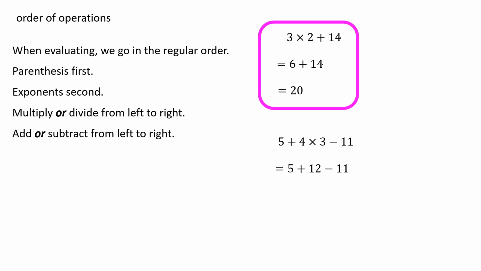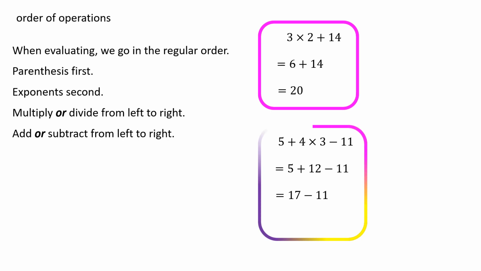That gets me 12. Now I can do the adding or subtracting from left to right. So I'll do the 5 plus 12. That's 17. And then 17 take away 11, which will get us an answer of 6. And so there's that answer.